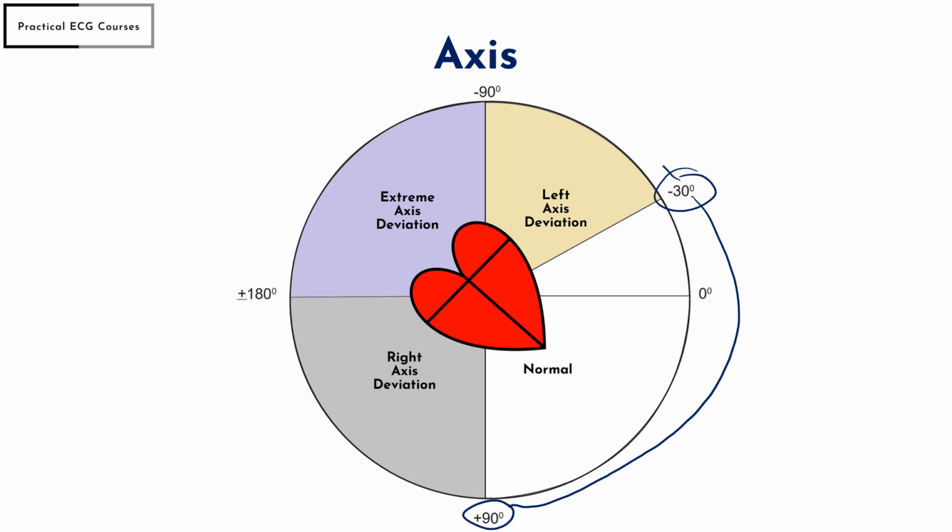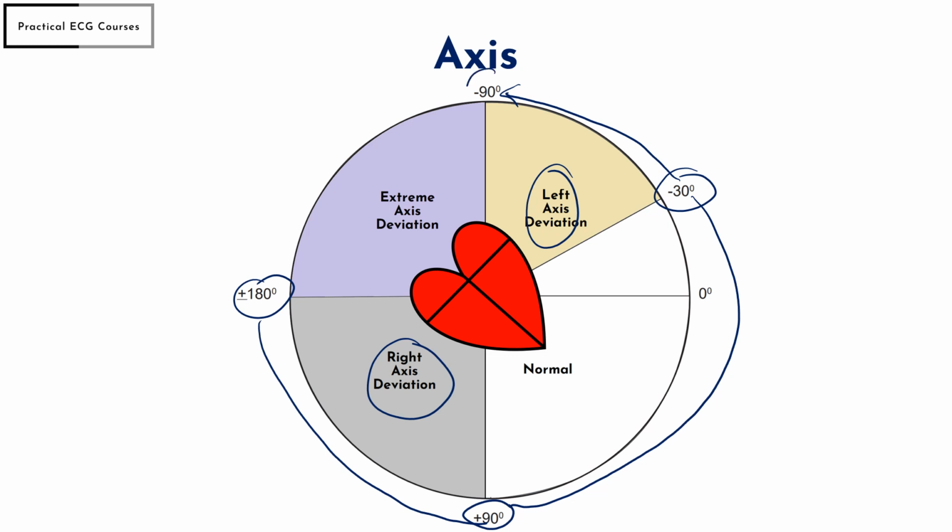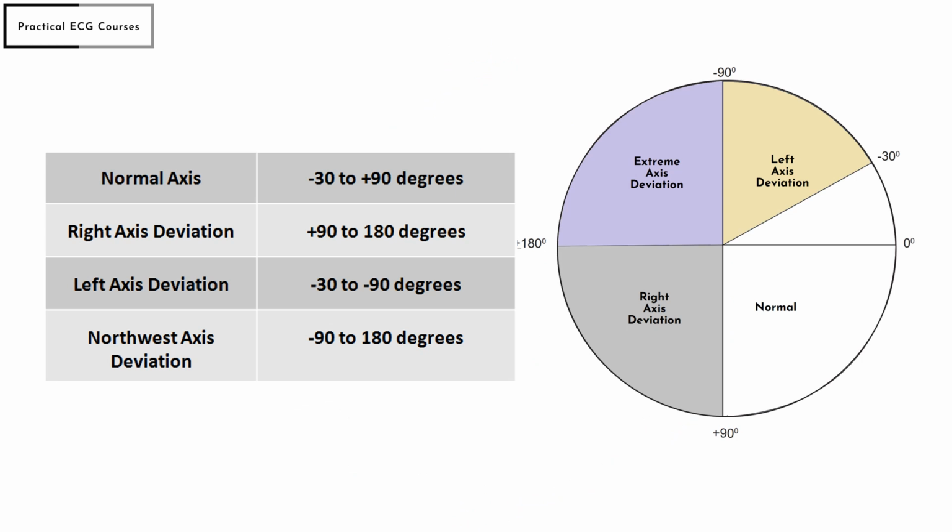Beyond minus 30 up till minus 90 is considered left axis deviation. Anything from plus 90 to plus or minus 180 is considered right axis deviation. And between minus 90 and plus or minus 180 is now considered extreme axis deviation. Extreme axis deviation is also known as northwest axis deviation or no man's land. This is essentially the same thing that was discussed in the last slide. You just need to know what the degrees are for the normal and the various axis deviations.